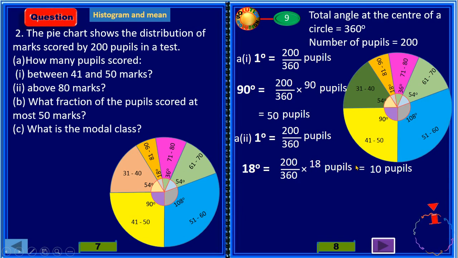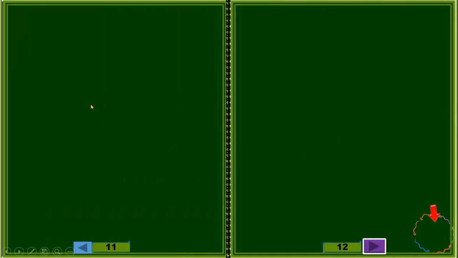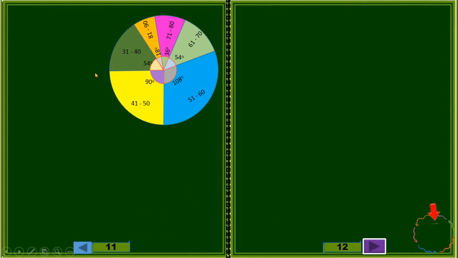At most 50 marks means they don't score more than 50 marks. Then let's start from here. 31 to 40, represented by the sector with angle 54. And then 41 to 50. 51 and above, 51 to 60 is already above 50. So we are interested in those that score up to 50. So we have the two sectors, this and this. So now we bring that to continue our question.